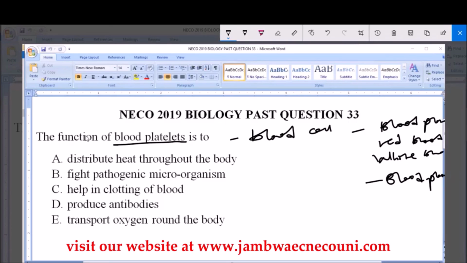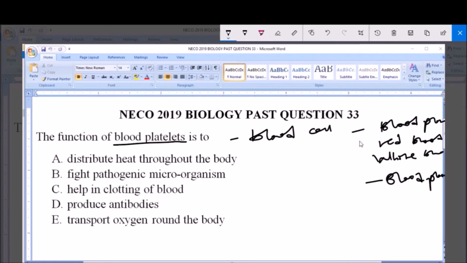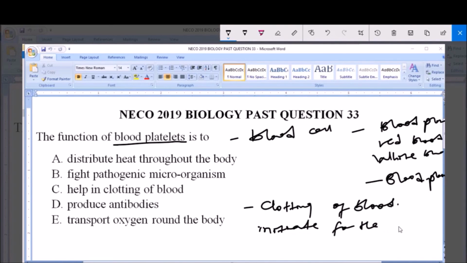Now we are asked for the function of the blood platelets. The blood platelet is responsible for the clotting of blood. That is, whenever there is a break in the continuity of the skin, whenever there is injury, it is the blood platelets that initiate the clotting. This clotting simply means the closing of the injured part, to stop or prevent bleeding. That is the action of the blood platelets.